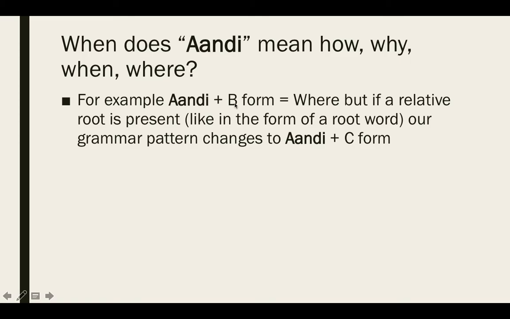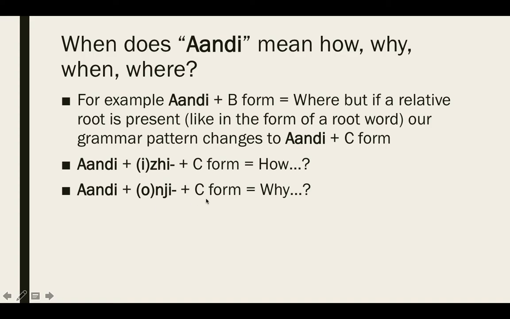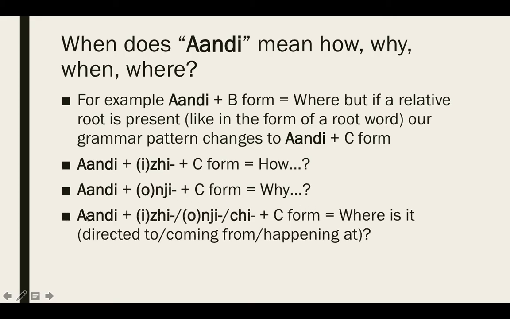For example, Aandi plus B form means where, but if a relative root is present, like in the form of a root word, or our grammar pattern changes to Aandi plus C form means where. So Aandi plus ije plus C form means how. Aandi plus nj plus C form means why or from where. Oh, sorry. Aandi plus je or nj or ch plus C form means where is it directed to, je, coming from, nj, or happening at, ch.